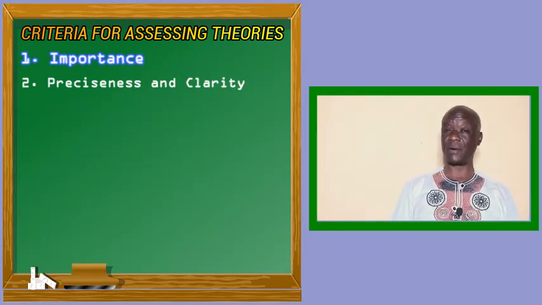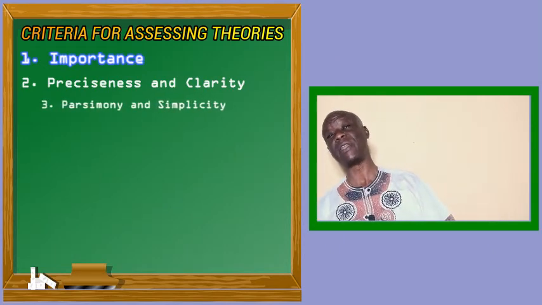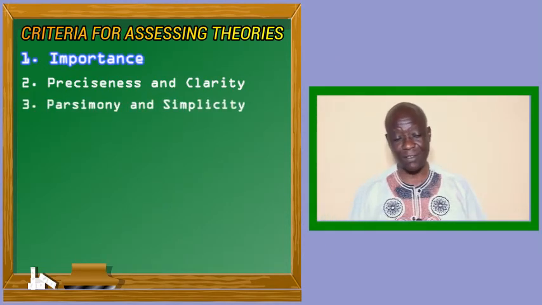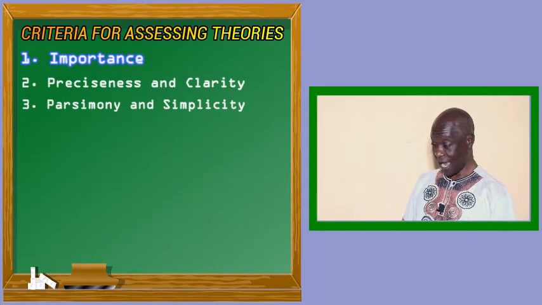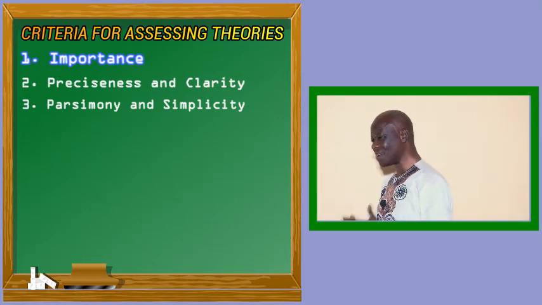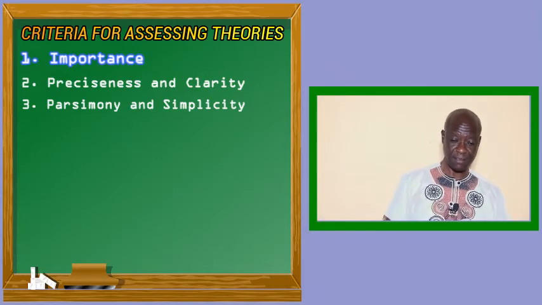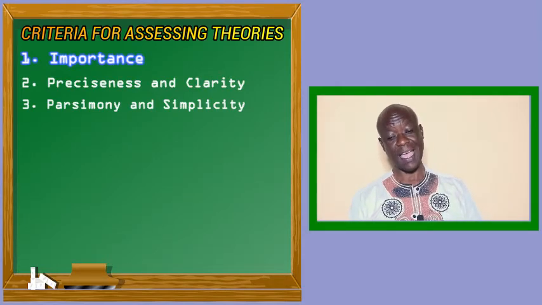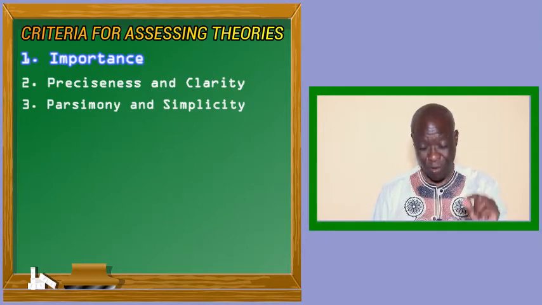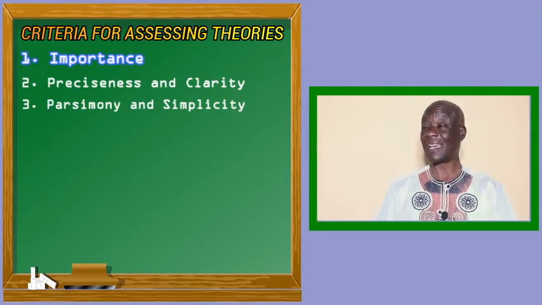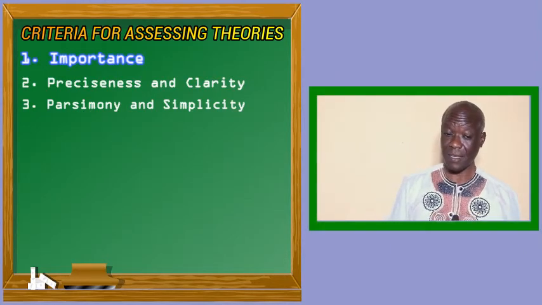We go to the third component, ladies and gentlemen, which is parsimony and simplicity, right? Now, parsimony has long been considered an important criterion for theory. This means that the theory, ladies and gentlemen, has a minimum of complexity and few assumptions.